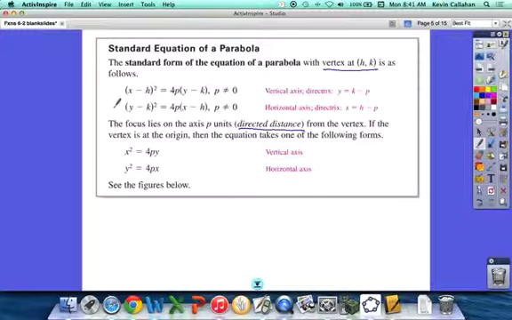Okay. The equations that they give below are the special case where the vertex is the origin. So if h, k equals 0, 0, you get this. Or 0, 0, you get this. Which is a much simpler equation, right, at that point.